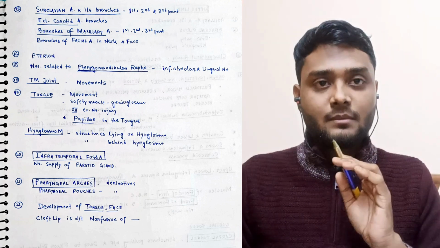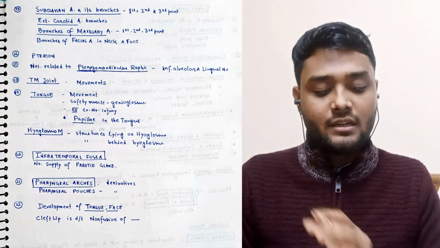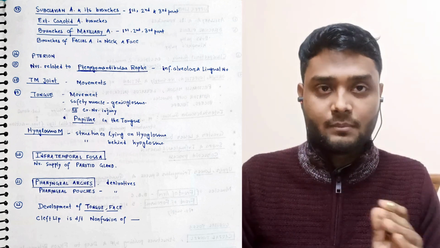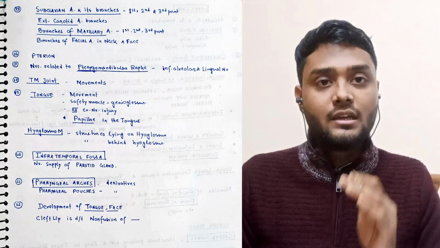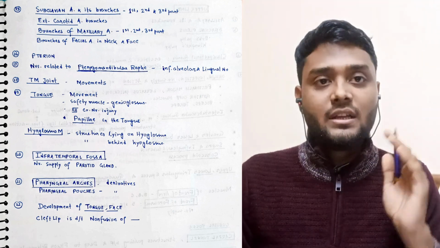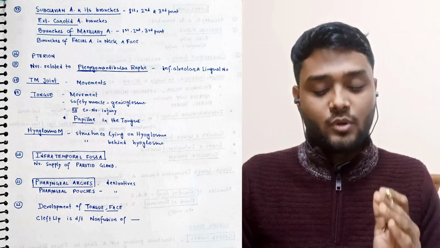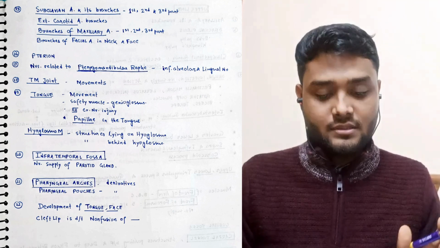After that, some arteries of the head and neck and their branches are very important, like the subclavian artery and its branches. What are the branches originating from the first, second and third parts of the subclavian artery? External carotid artery and its branches, the maxillary artery and its first, second and third parts. It is a very tedious job to remember all these branches, but you have to do that. It is important. Then branches of the facial nerve, facial artery in neck and face.